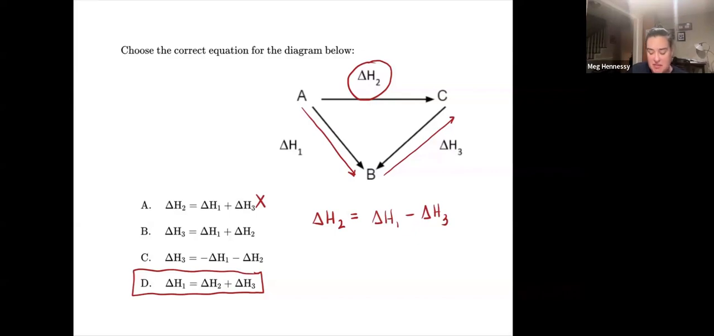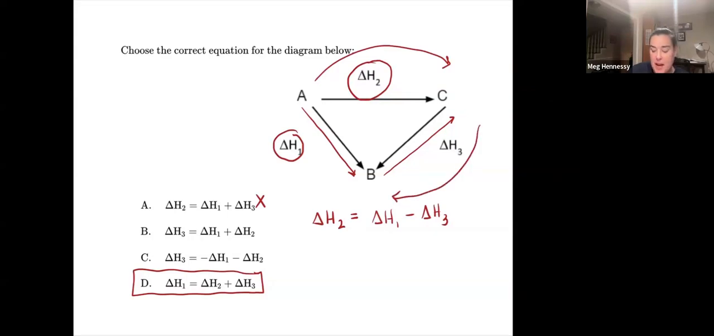I can do this for each of the options, but I'm just going to fast forward because I saw the right answer was D, to make sure that makes sense. And I'm going to look at D. D says that delta H1, so that's this one, going from A to B, is going to be equal to going from A to C and then going from C to B.